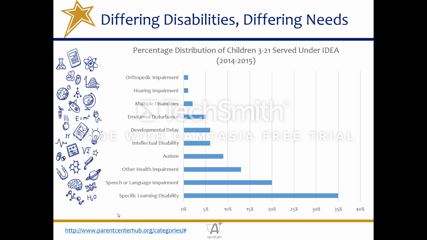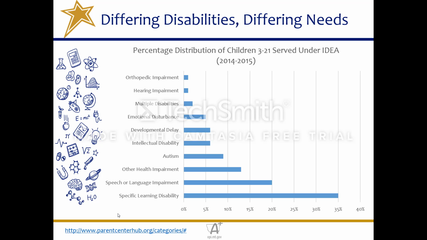Hearing impairment means an impairment in hearing, whether permanent or fluctuating. Students with hearing impairments may have special audio equipment that they wear that amplifies the teacher's speech. These students will benefit from non-auditory presentations of information to support comprehension.